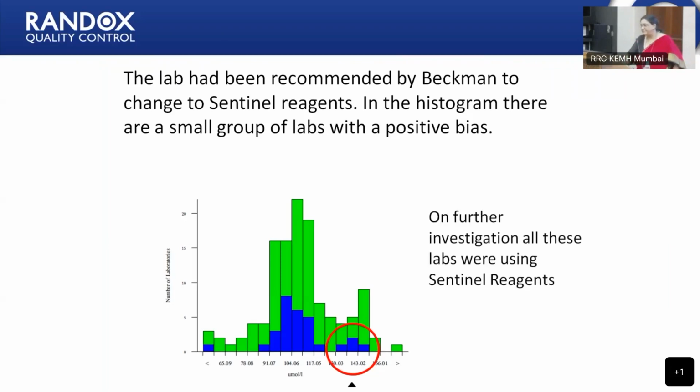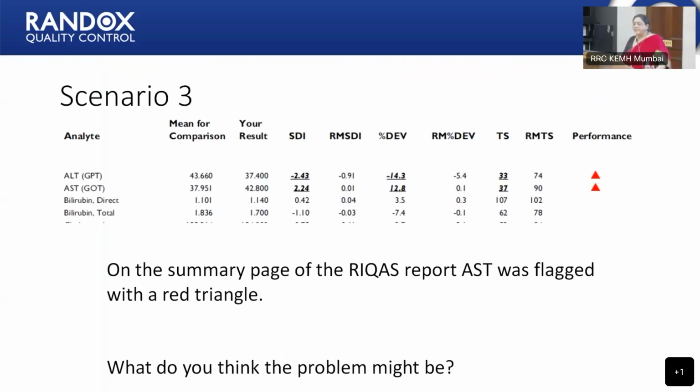Again on the summary page, we can see these two red colored triangles for ALT and AST both.